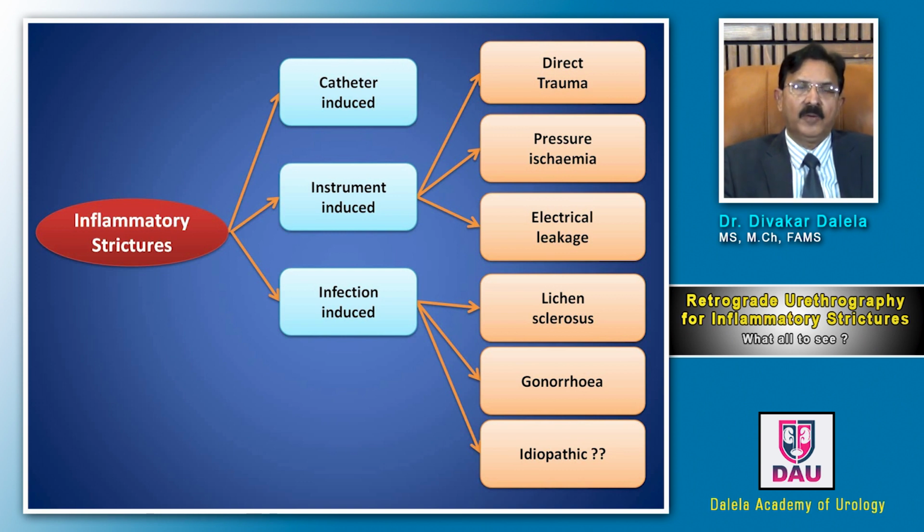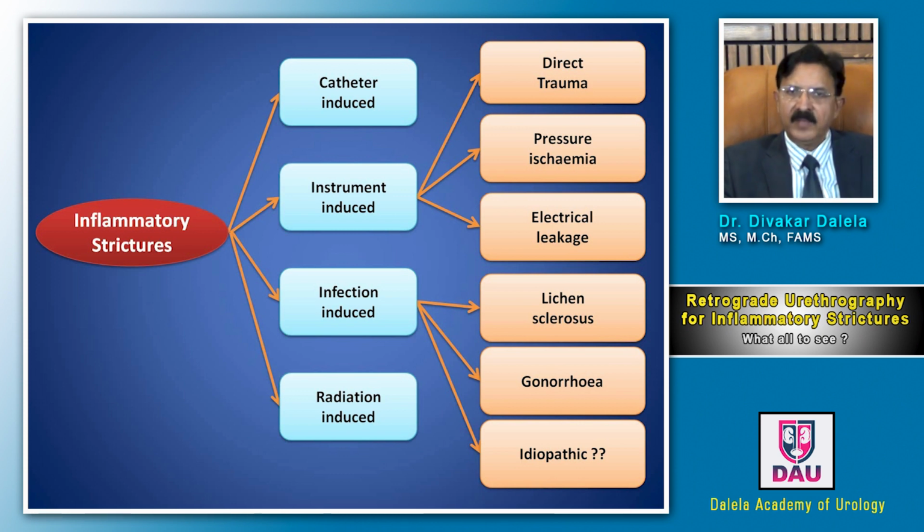The fourth category of inflammatory stricture is the radiation induced stricture, which is rare, but radiation can also cause some degree of slow growing inflammation in the urethra, and gradually it manifests into really very recalcitrant, really very bad urethral strictures. So inflammatory strictures can belong to any of these 4 categories, and we should try to make our impression by observing the retrograde urethrogram film about what can be the possible etiology of the stricture in this patient.